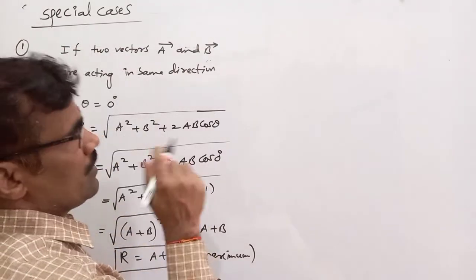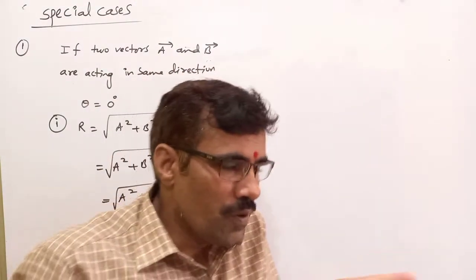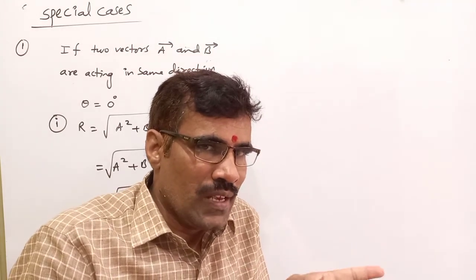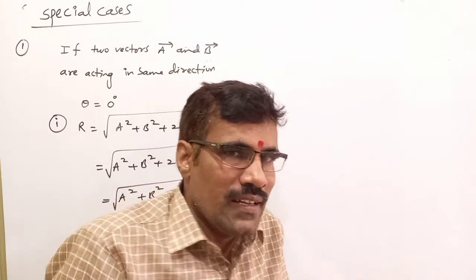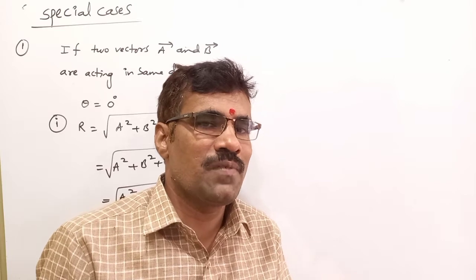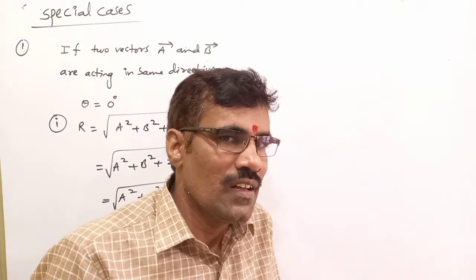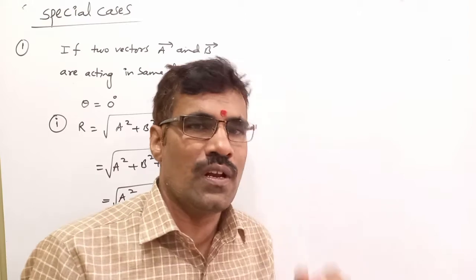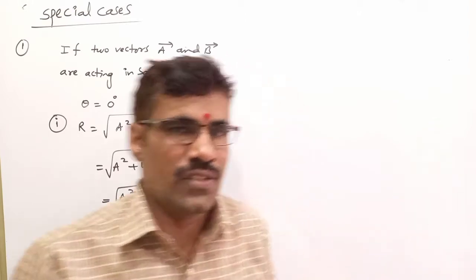Suppose A vector this side, B vector also this side, 10 Newton and 15 Newton acting simultaneously at a given point. So 10 Newton and 15 Newton acting in the same direction, the resultant is 10 plus 15, that is 25. In which direction? In the direction of A vector and B vector, the direction of 10 Newton and 15 Newton. The resultant is also in the same direction.